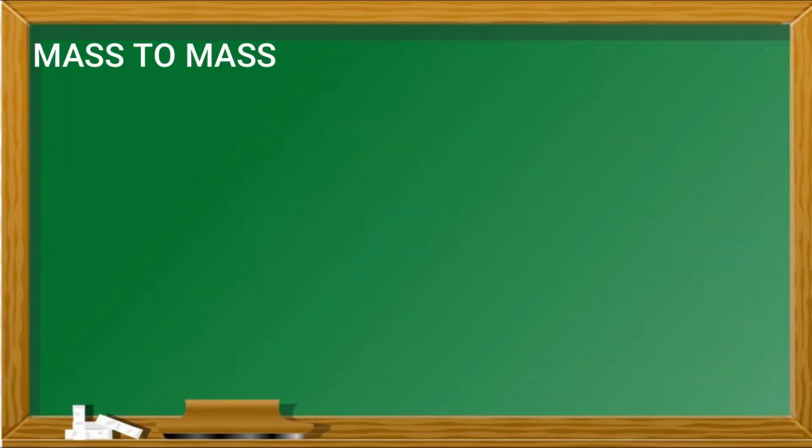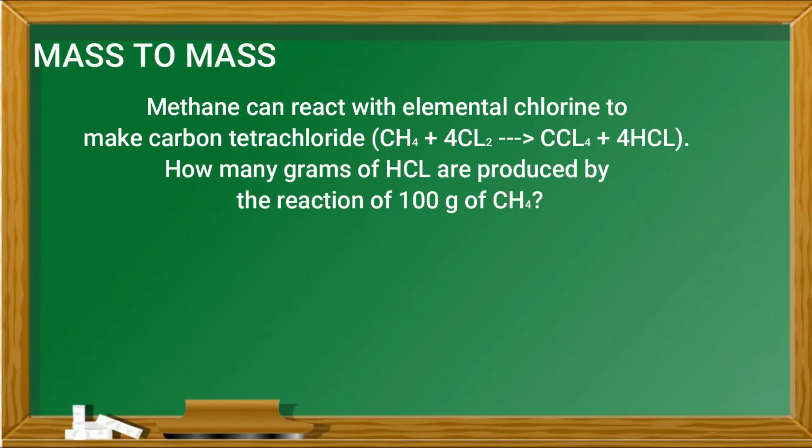Mass to mass. Methane can react with elemental chlorine to make carbon tetrachloride. We have the equation: methane reacts with 4 chlorine to form carbon tetrachloride and 4 hydrogen chloride. How many grams of hydrogen chloride are produced by the reaction of 100.0 grams of methane? Now, pause the video and feel free to answer this problem.